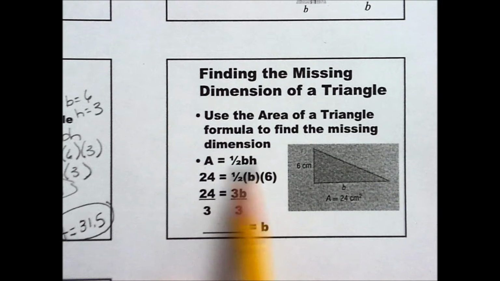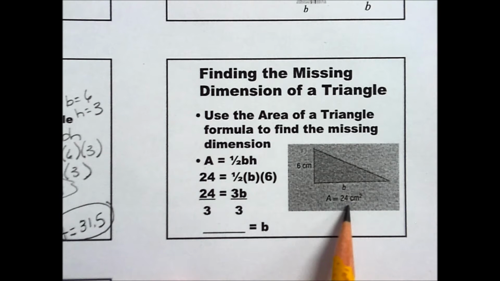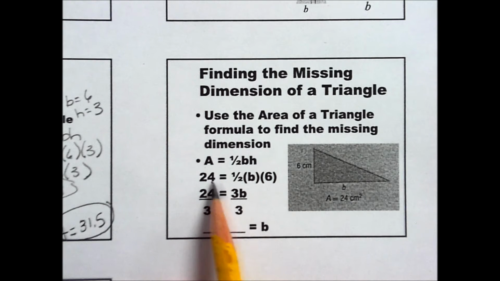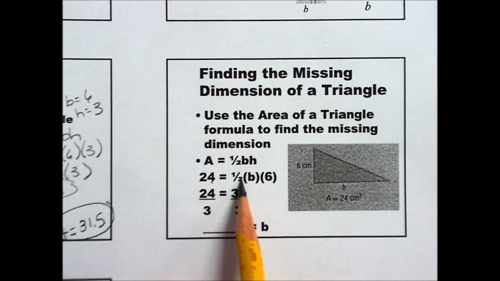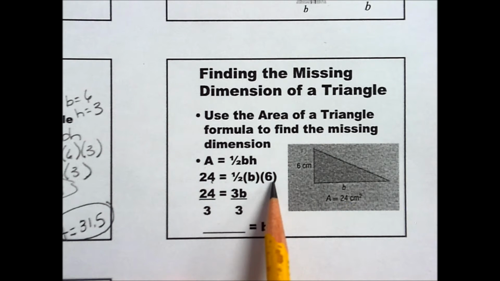So step 1, write your formula. Step 2, plug in the numbers you know. I know that the area is 24, so I plug it in, equals 1/2. I don't know the base, so I leave the b. Then I write the 6 in for the height because I knew that information.